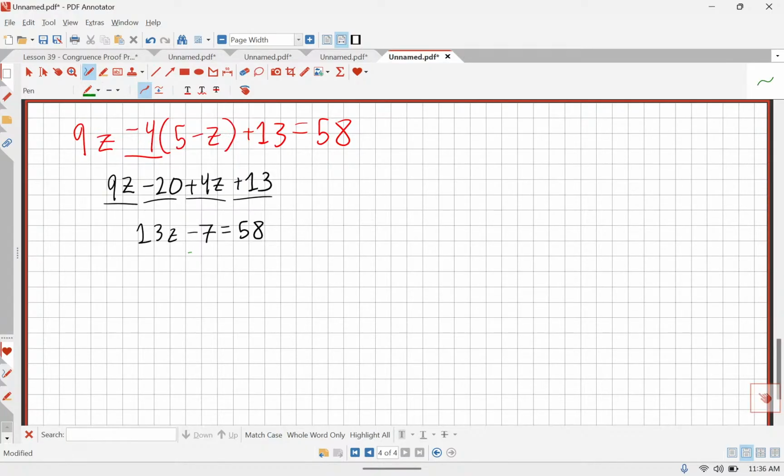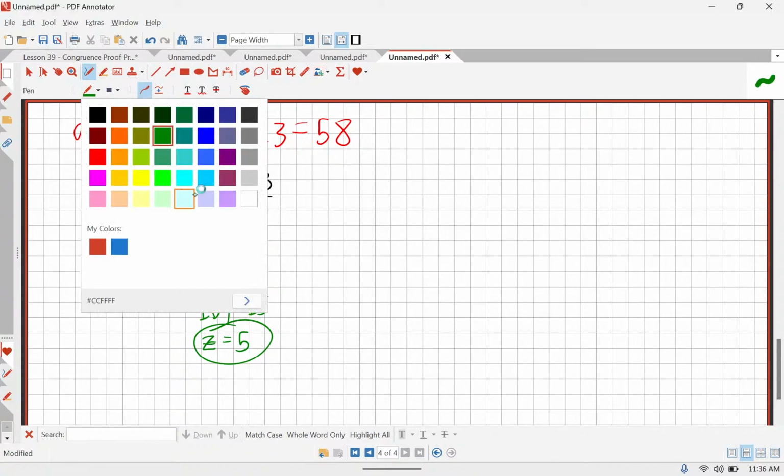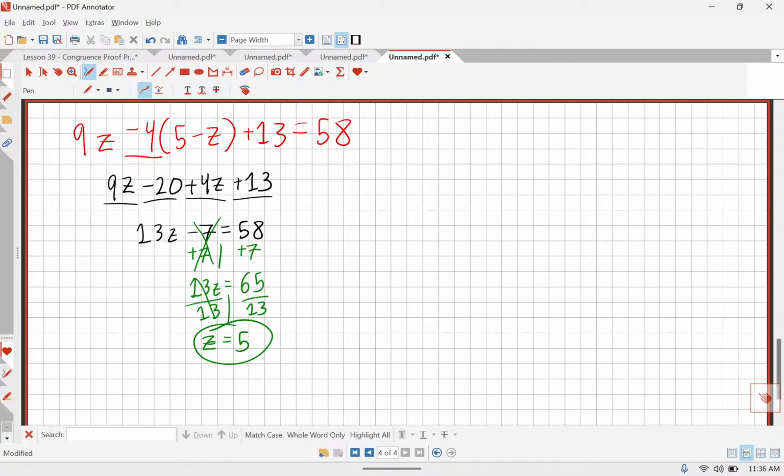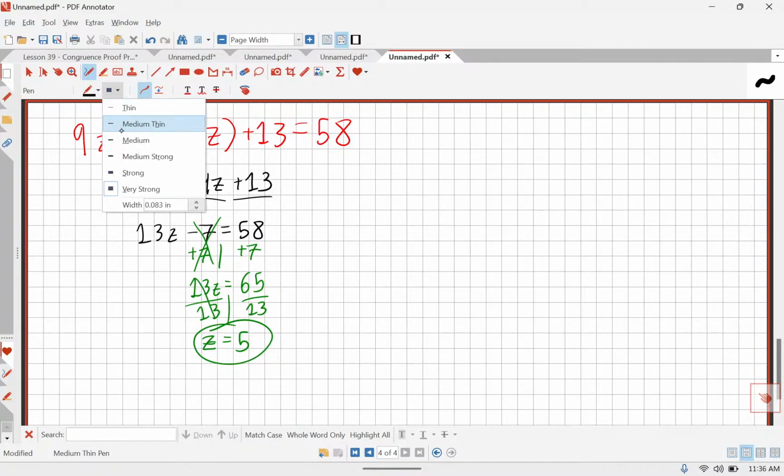This is now a two-step equation. You add 7 to both sides. 13z equals 65. Divide both sides by 13. And I think that's 5, isn't it? Whew.